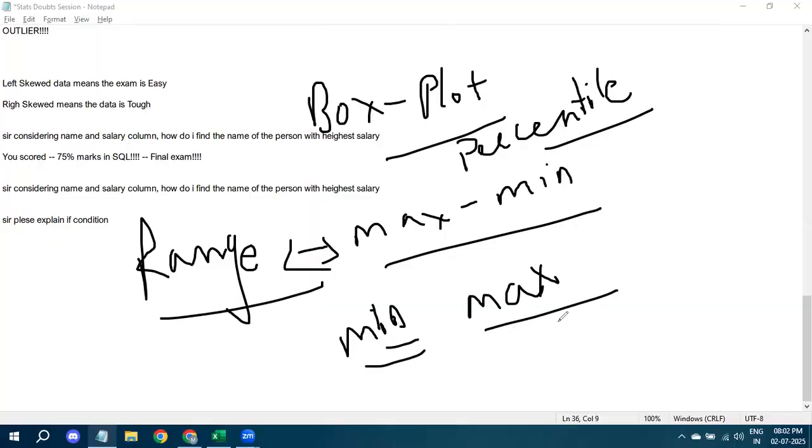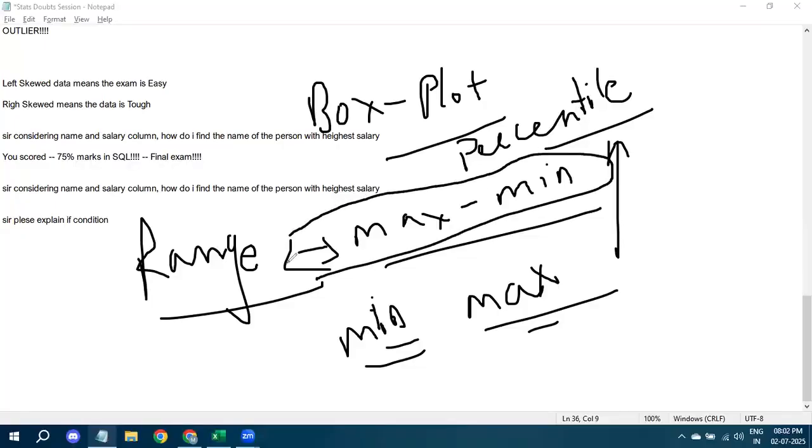The min and max in the box plot talk about the percentiles. Percentile talks about the relative position of the data. Range talks about the entire spread of the data, it will not talk about the position. That is the difference between range, which is max minus minimum, and the min and max values in a box plot, which are completely different. That talks about percentiles.